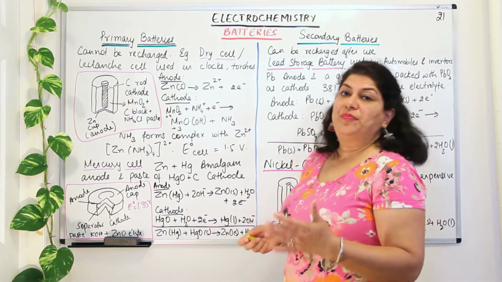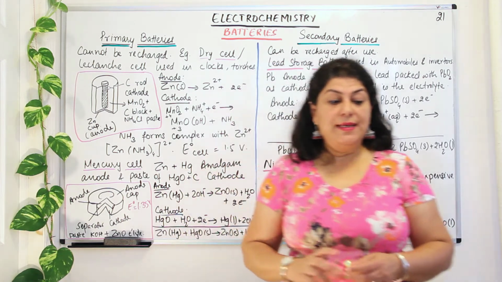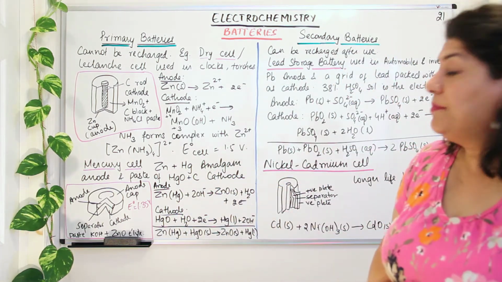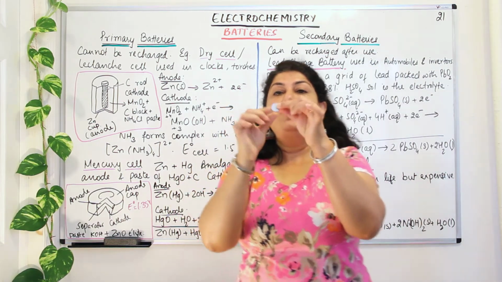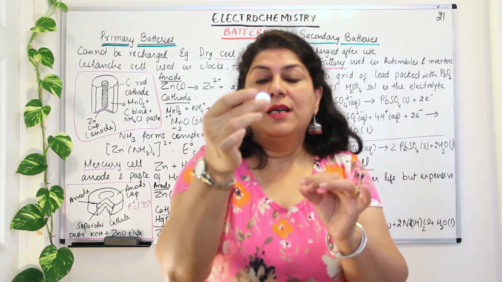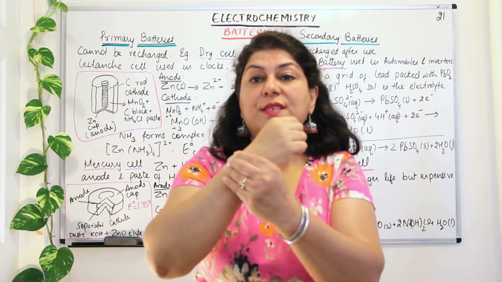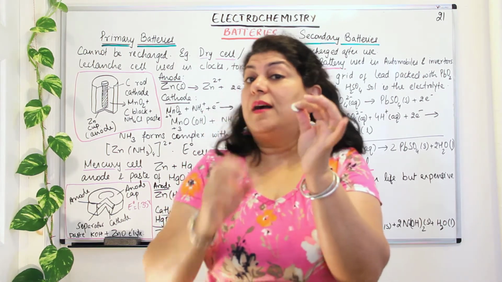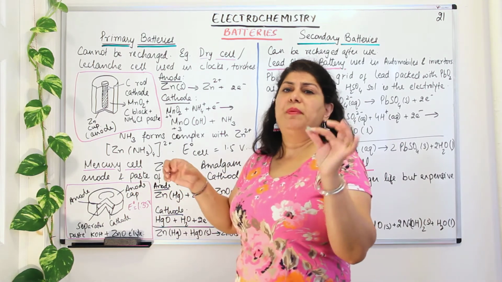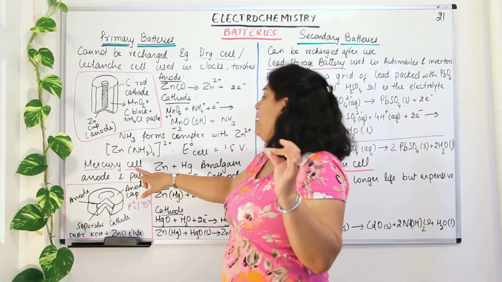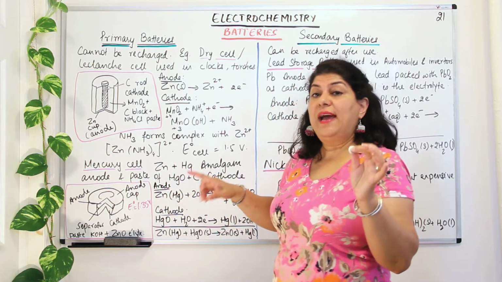Now the second kind of primary battery that we would like to understand is the Mercury cell. Now these little tablet kind of batteries that you use in your weighing machine and that are used in your watches, these are known as the Mercury cells. These are Mercury cells in your BP machine also. So these are Mercury cells, and what do they have?